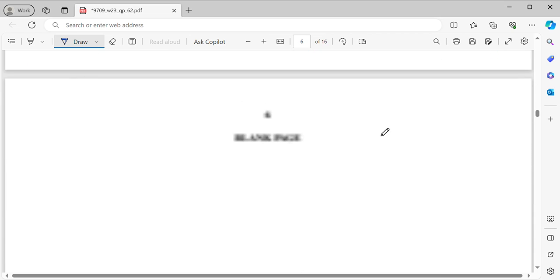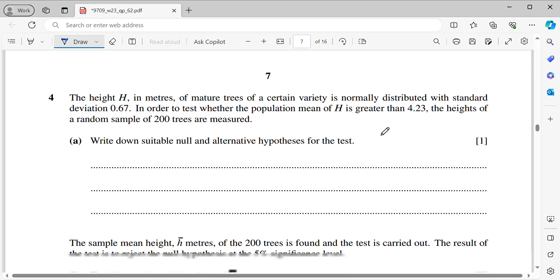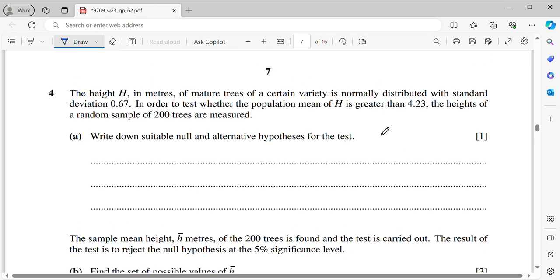Okay, so let's move on to the next question. Question number 4. The height h in meters of mature trees of a certain variety is normally distributed with standard deviation 0.67. In order to test whether the population mean of h is greater than 4.23, the heights of a random sample of 200 trees are measured. A. Write down suitable null and alternative hypotheses for the test.